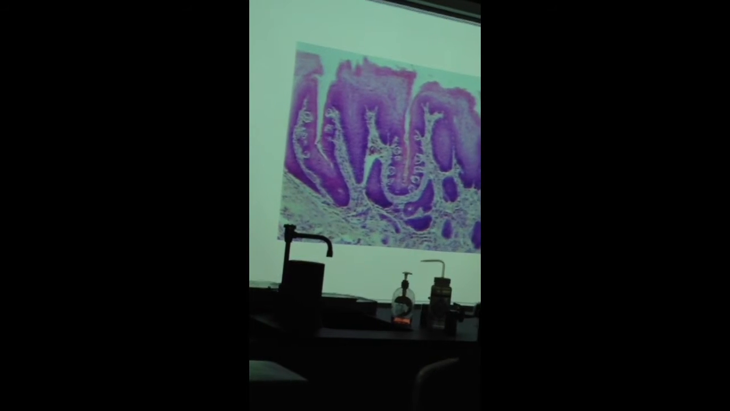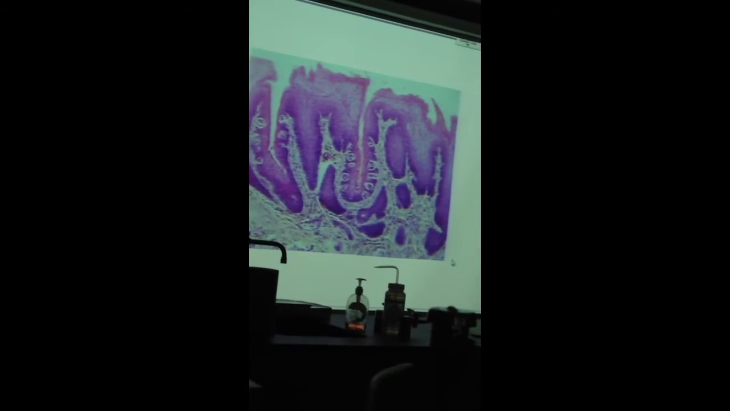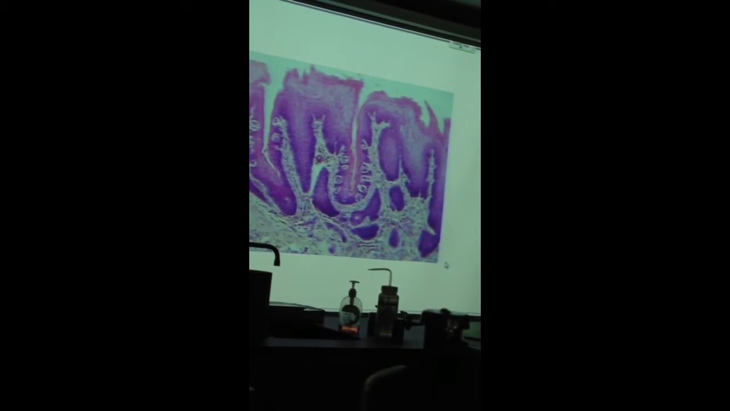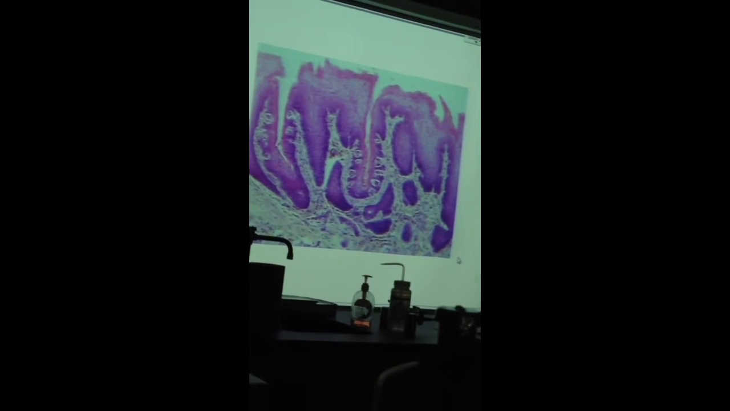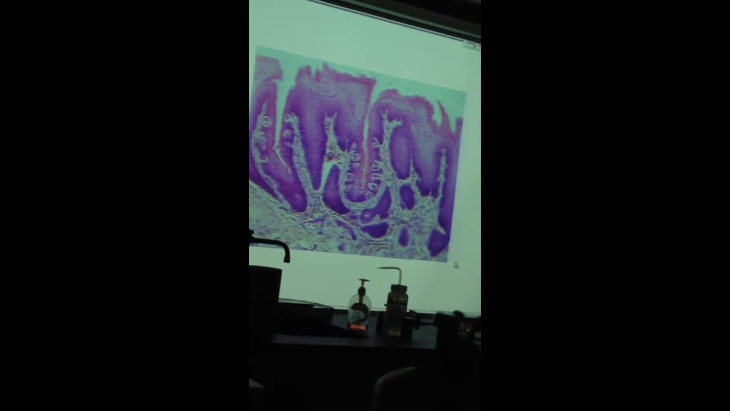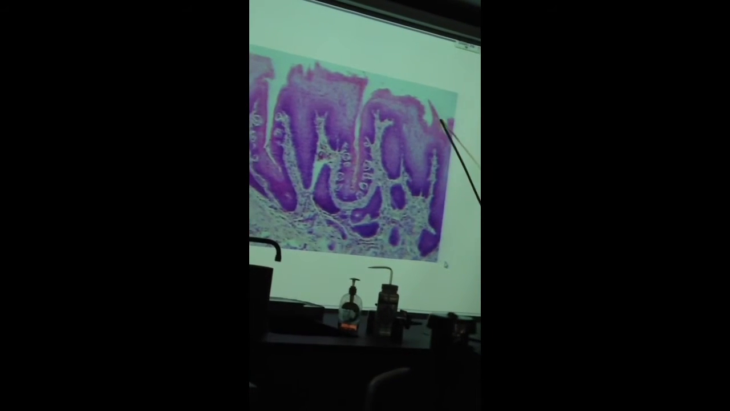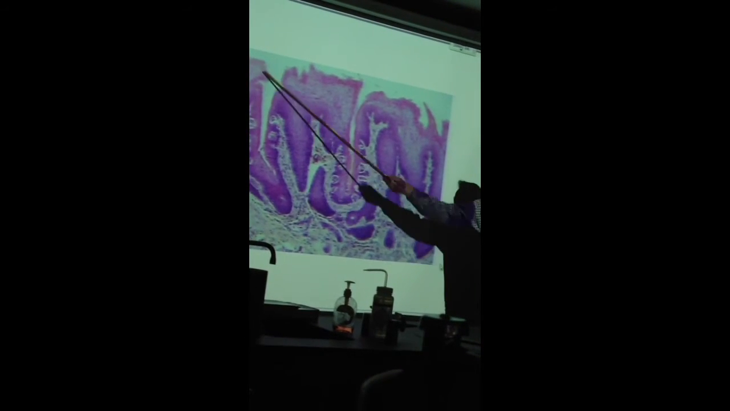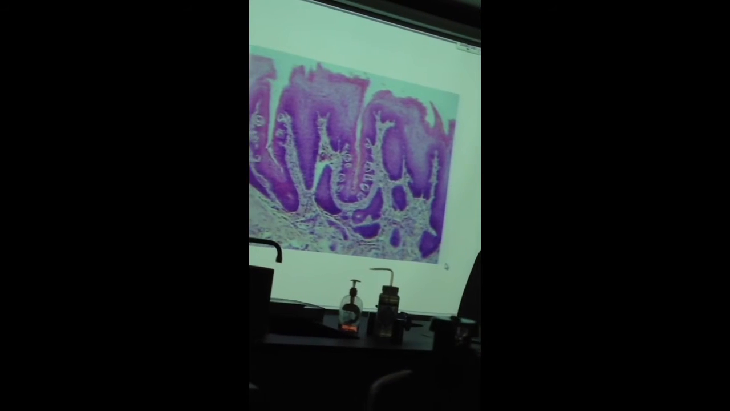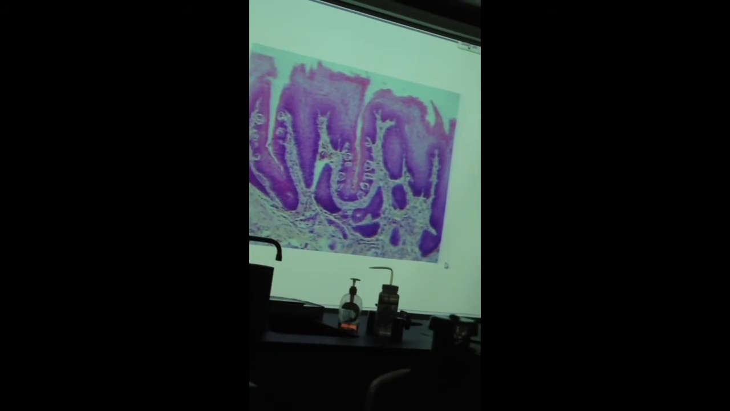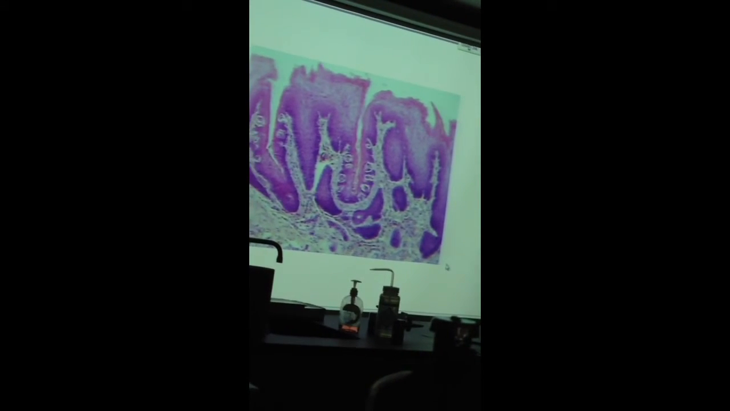These are intermediate in size between the circumvallate and the filiform, and intermediate in abundance. So smaller than the circumvallate, but more numerous, larger than the filiform papillae, but less numerous. Again, you can see it here, there's another one right here, here's another filiform papilla, there's another filiform papilla.